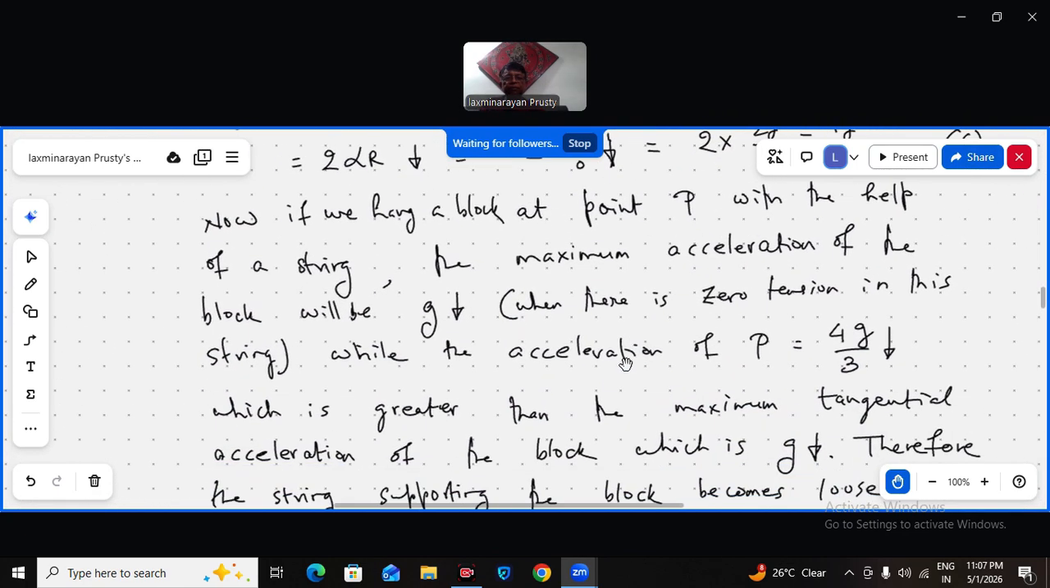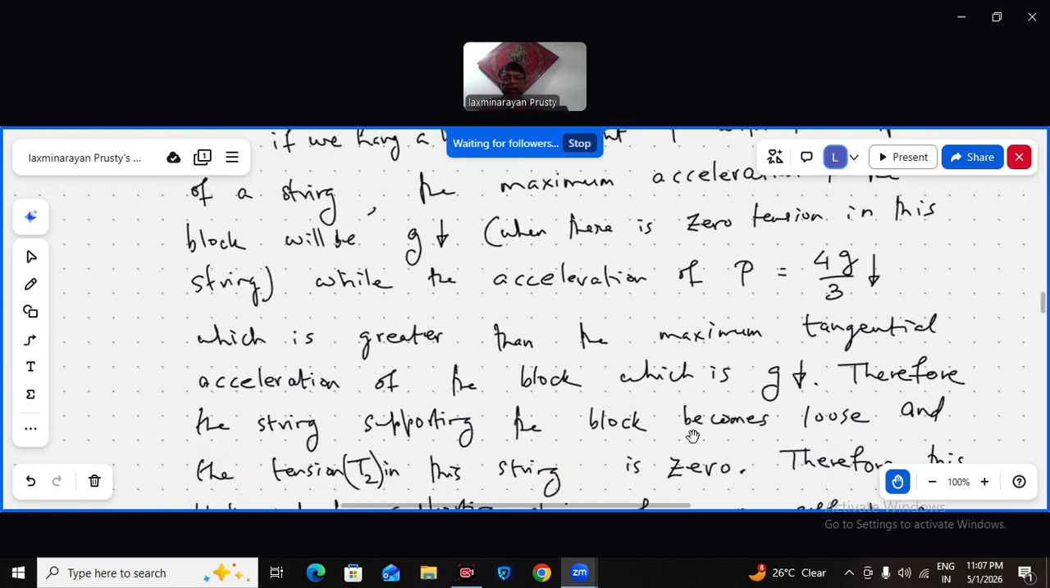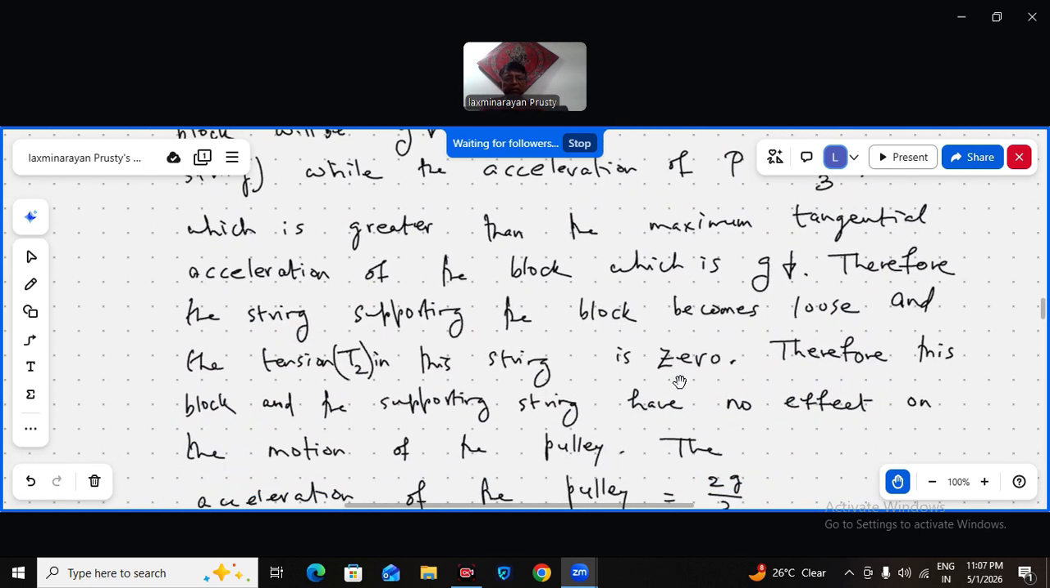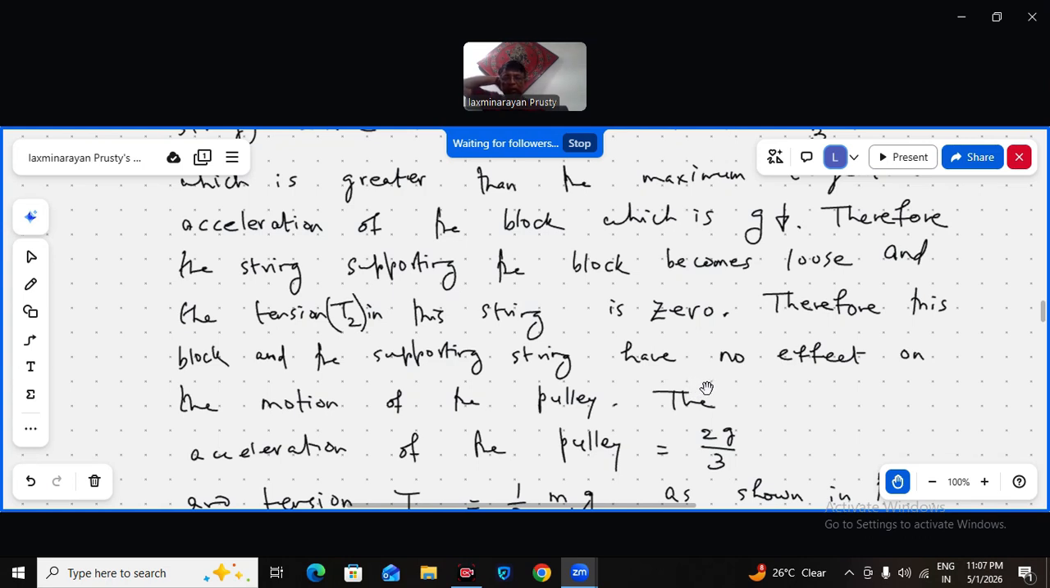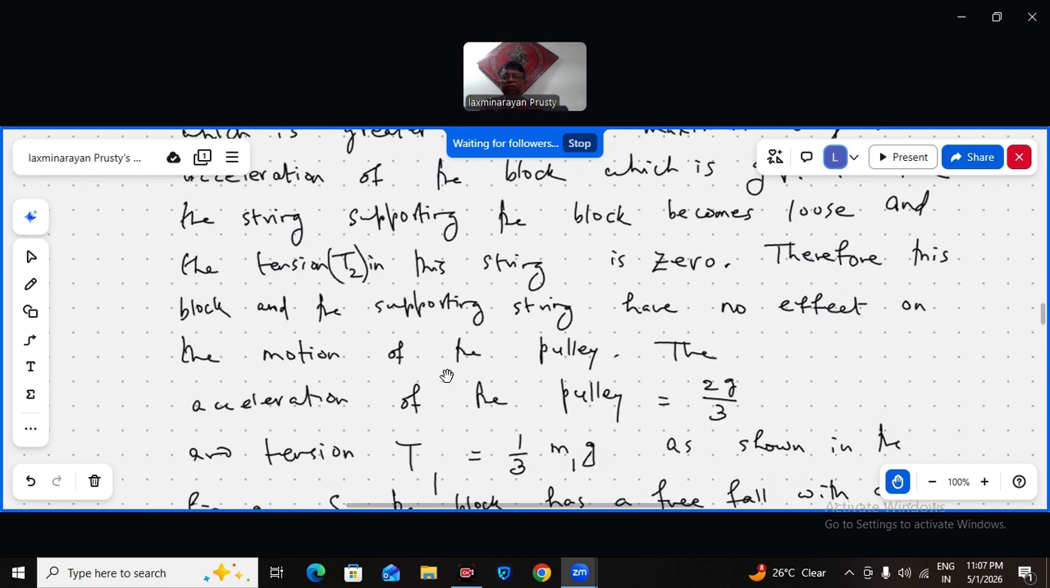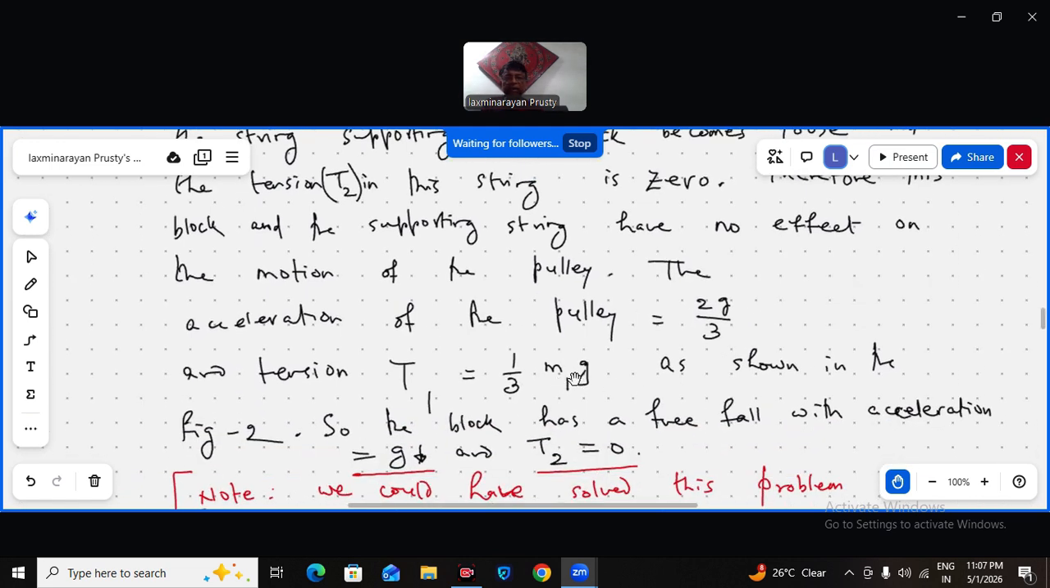That's what I wrote. P is 4g by 3 and the hanging block will be less than, the maximum will be g, will be less than g. So the string supporting the hanging block will become loose and the tension T2 in the string is 0. So therefore, what is acceleration? If string becomes tension 0, then the block will actually be g downward. Therefore, this block and the supporting string has no effect on the motion of the pulley. So the acceleration of the pulley is 2g by 3 and tension is m1g by 3.